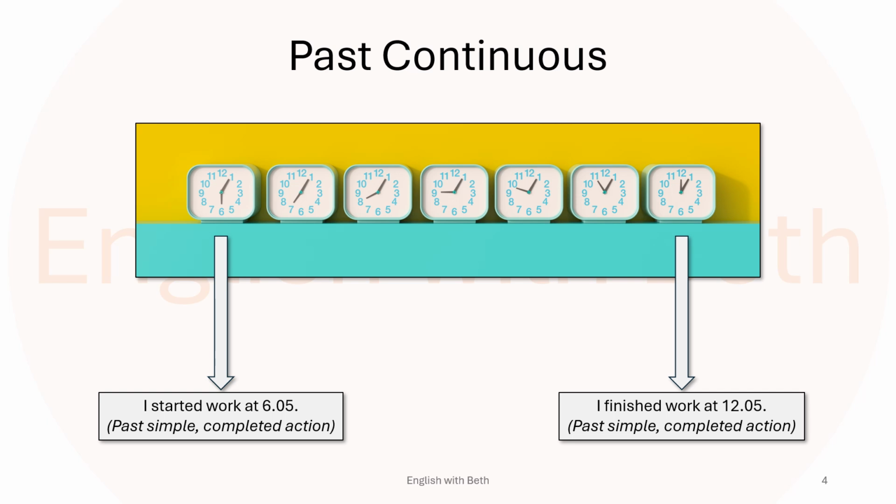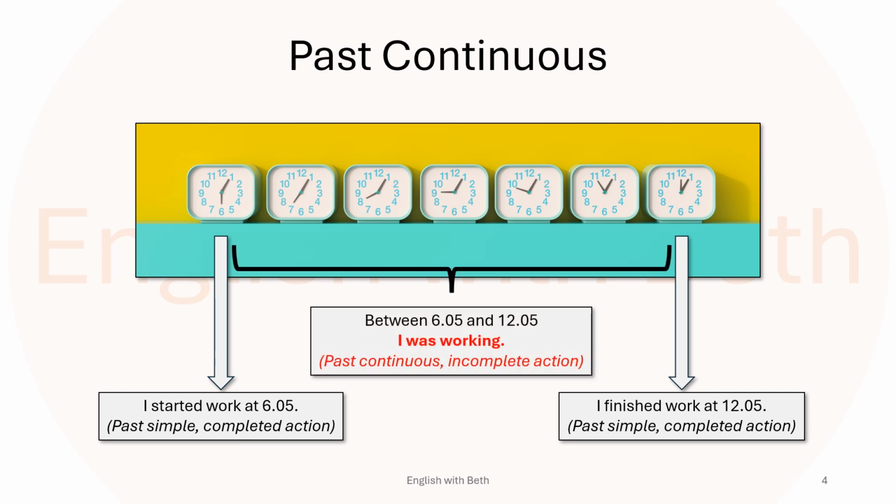But between those two times, between 6:05 and 12:05, I was working. This is in the past continuous because at these times and all the times in between, so 7:05, 8:05, 9:05, etc., I was working. The action was incomplete.